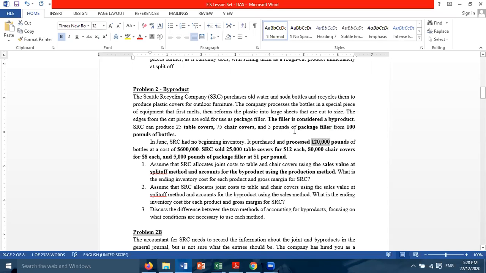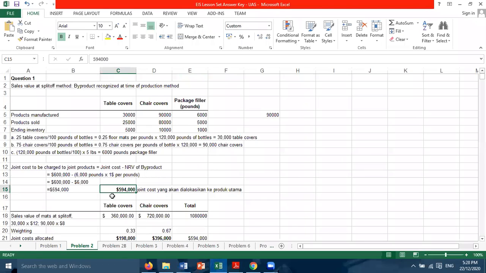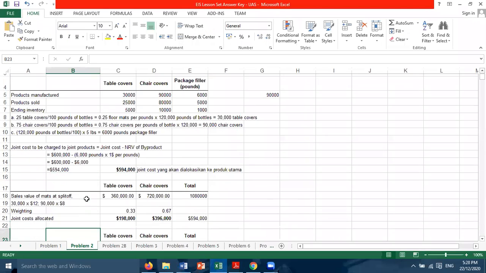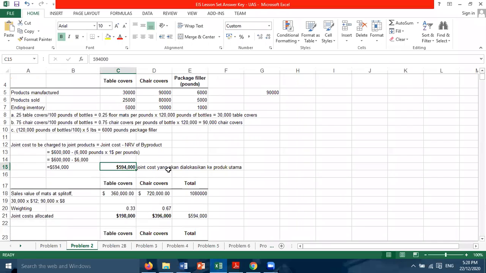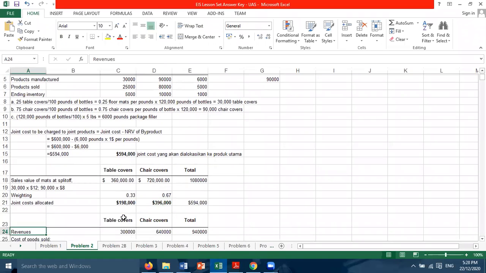120,000 pounds means if we convert it into package fillers, we'll get 6,000 package fillers. As each package filler is sold at $1 per pound, we know that the net realizable value of the whole amount of package filler will be $6,000. Then once we reduce it from the joint cost, we have the joint cost to be allocated. Then we multiply it with the weighting and we'll have the joint cost allocated for the 2 joint products, or main products, which is 198,000 and 396,000.